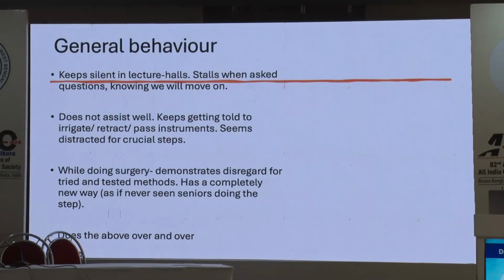So the general behavior of this resident or residents is that they usually keep silent in lecture halls, and when asked a question, they stall. They know we will move on to another person. And they don't assist very well. They keep being told to irrigate or to retract something or pass instruments, and they seem distracted for the crucial steps. Like when you're doing a crucial step, they don't seem to be paying attention.